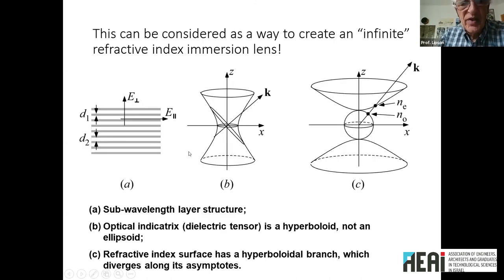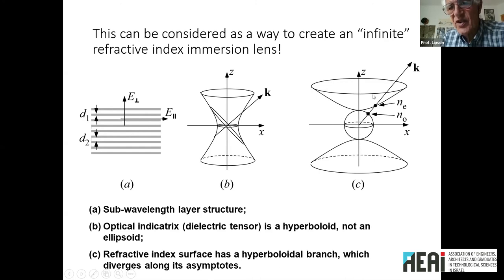So when we look at this in terms of the optical indicatrix, this is the dielectric tensor, which is usually an ellipsoid, but you see in this case, because of the minus, it turns it into a hyperboloid, and therefore it's not limited in size. And what is essentially important here is that if I look at the refractive index surface, that is, two refractive indices, NO and NE, for different directions of propagation, you can see that NE and NO exist in every direction.